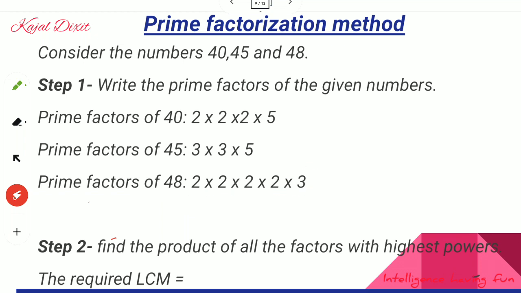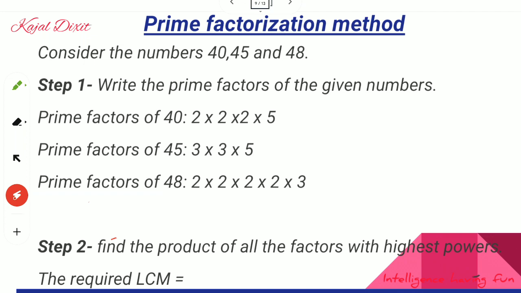So how will you get the LCM in this case? You have to find the product of all the factors with the highest power. Here the highest power of 2 is 4, the highest power of 3 is 2, and the highest power of 5 is 1. Whatever prime factors of all the three numbers are coming, we have to take each one of them, but we have to consider the highest power of each factor.